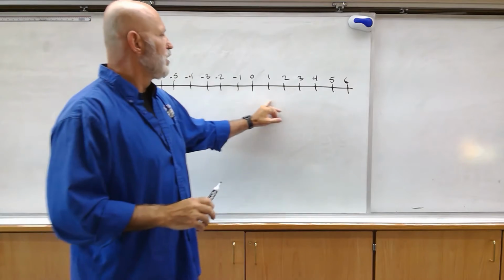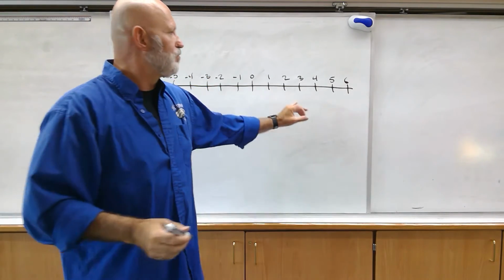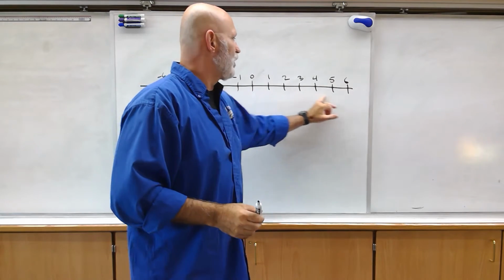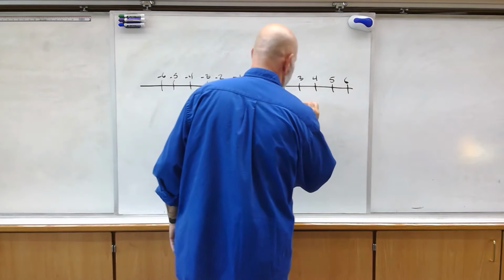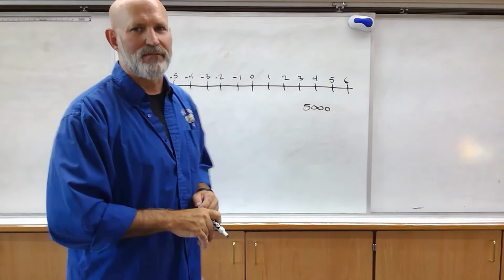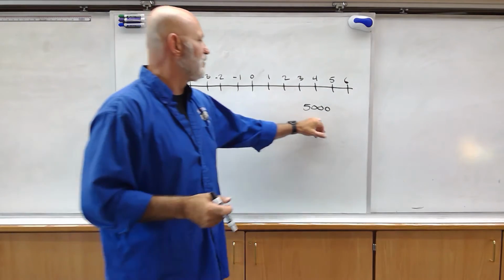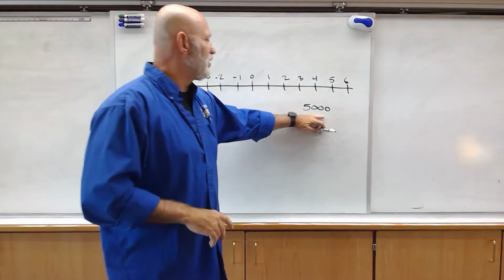So now, let's say each of these represents 1,000 feet. Right now, I'm at 5,000 feet above sea level, roughly. Well, let's just say 5,000. So we're at 5,000 feet above sea level.